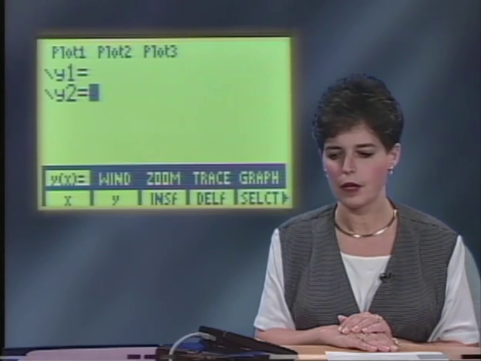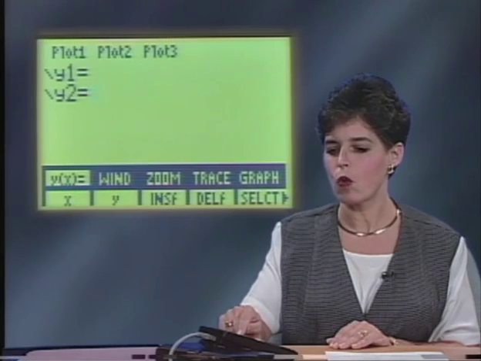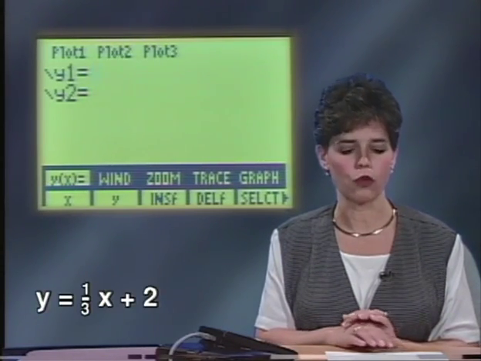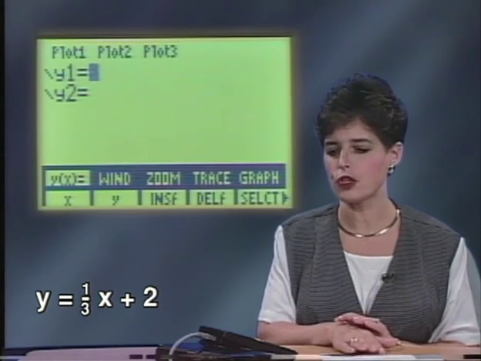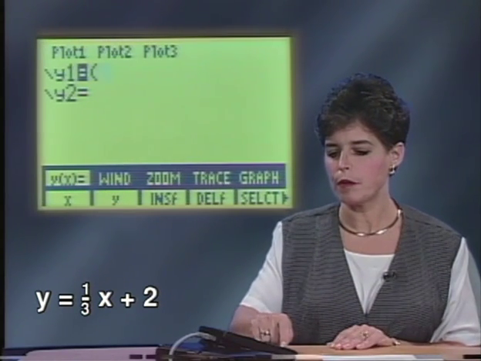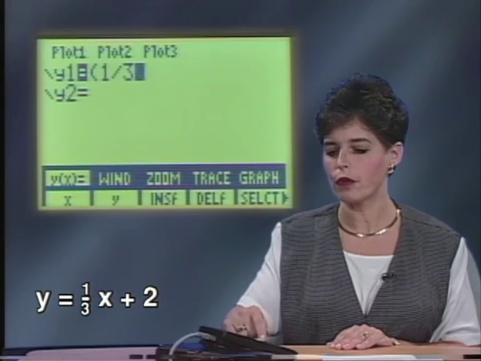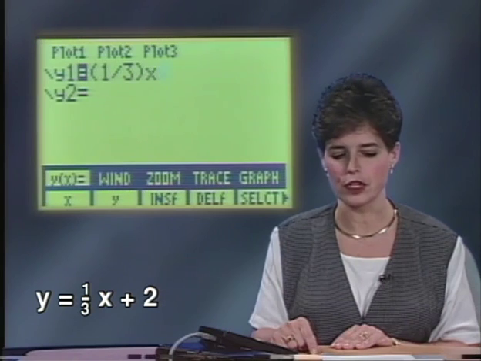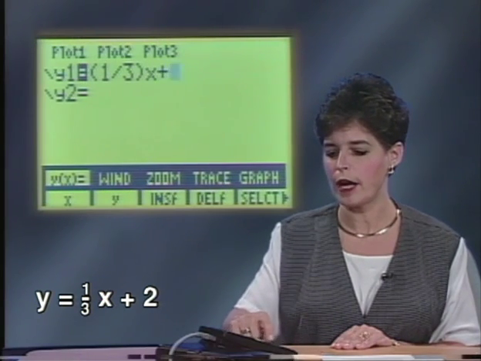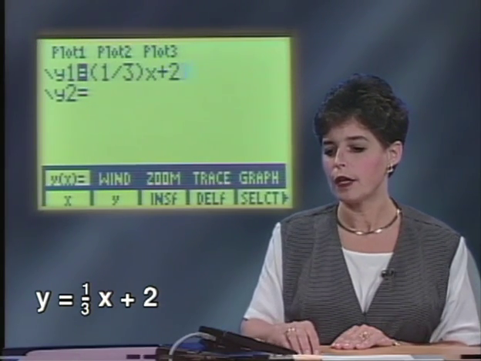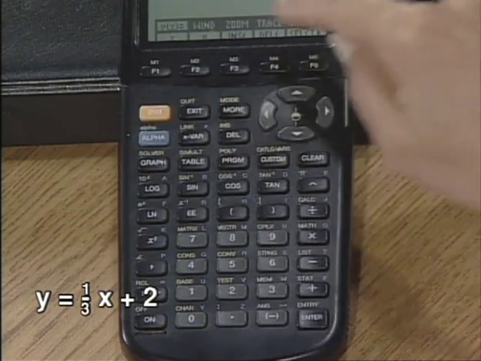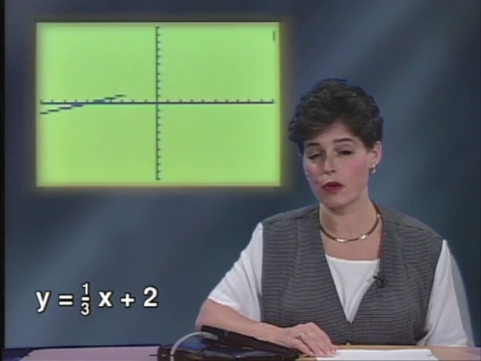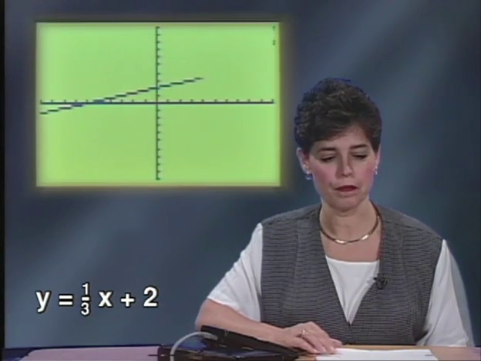Okay, let's go back up to Y1, and we're going to graph the function y equals 1/3 x plus 2. Now it's going to be important for me to put the 1/3 in parentheses if I really mean 1/3 to be the coefficient of x. Then I will add 2. Let's get the graph by going second F5. Be sure that your graph looks like mine.